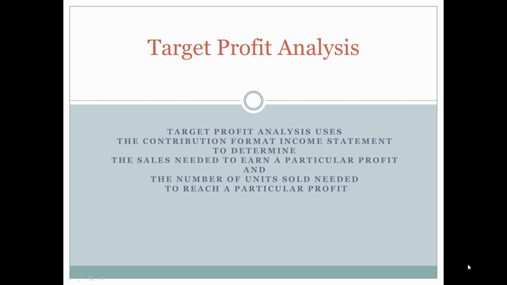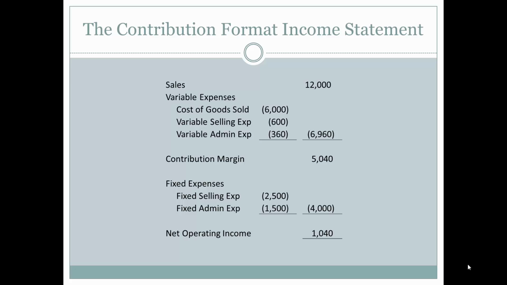Target profit analysis. Target profit analysis uses the contribution format income statement to determine the sales that will be needed to earn a particular profit and the number of units that will need to be sold in order to reach a particular profit. The contribution format income statement has the same sales as a GAAP income statement and will have the same net operating income as a GAAP income statement.